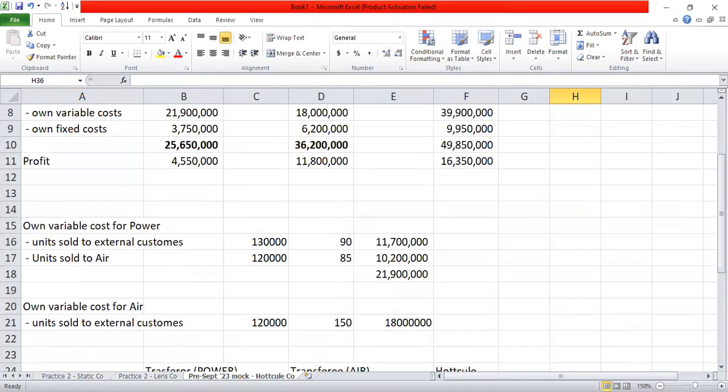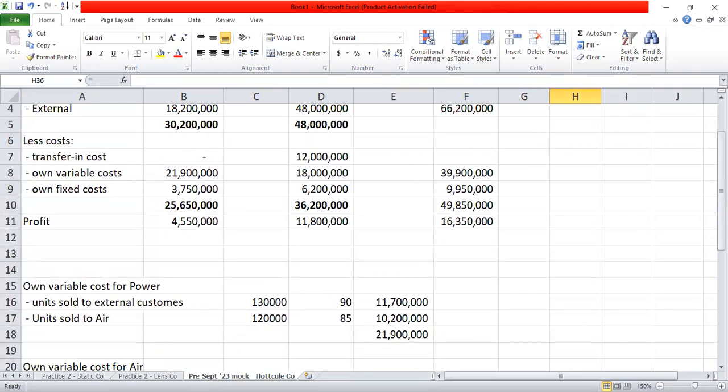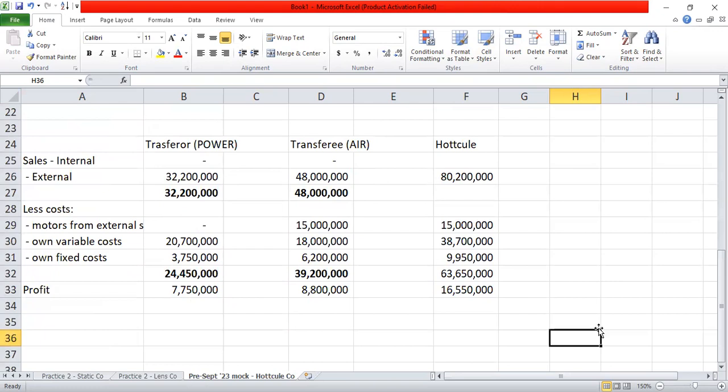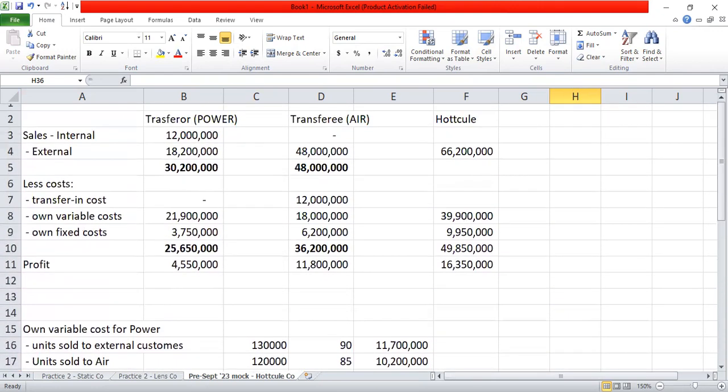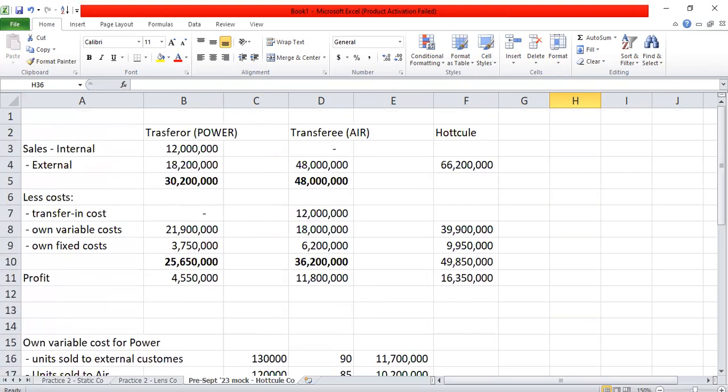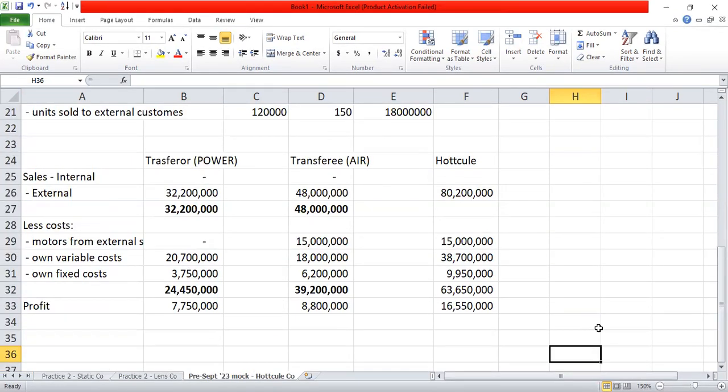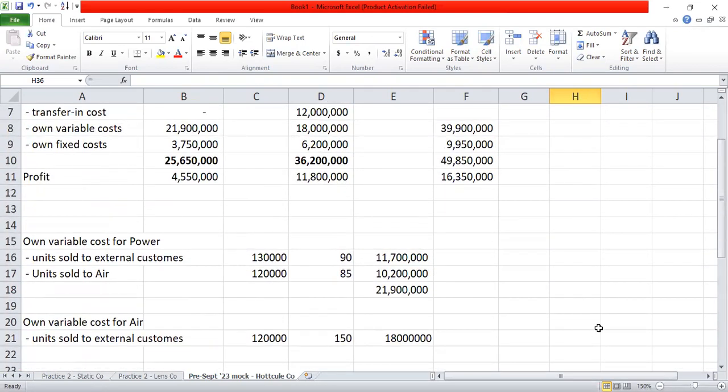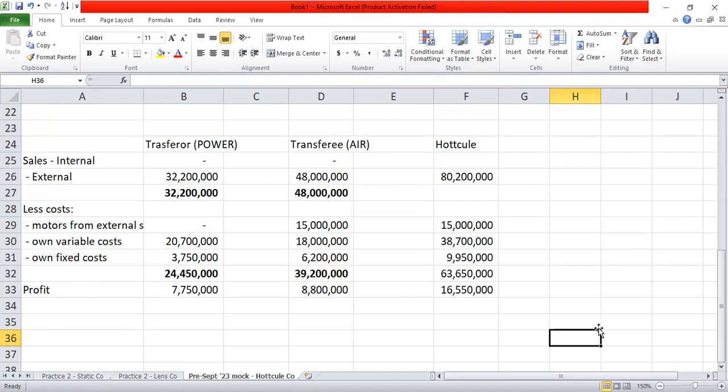So with this new arrangement, Power's profit goes up from 4.550 to 7,750. You know why? Because they are selling to people at 140, everything they can sell at 140 instead of 100. But S's profit goes down from 11.8 to 8.8. The net effect is that the overall profit goes from 16,350 up to 16,550. Okay, so that is on the assumption that Power will not exhaust its capacity.